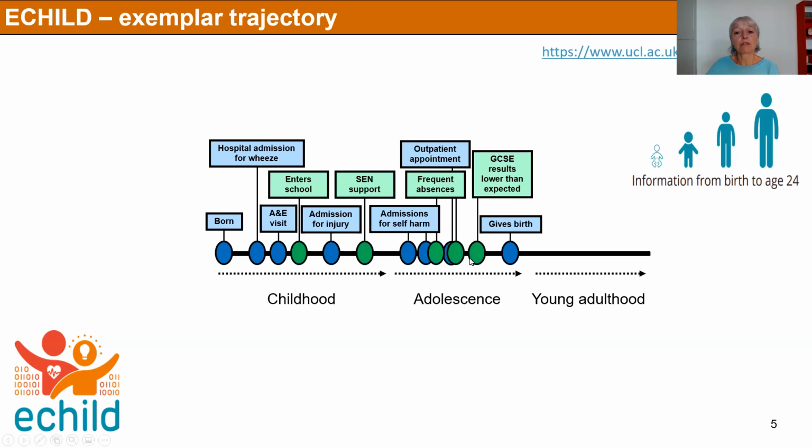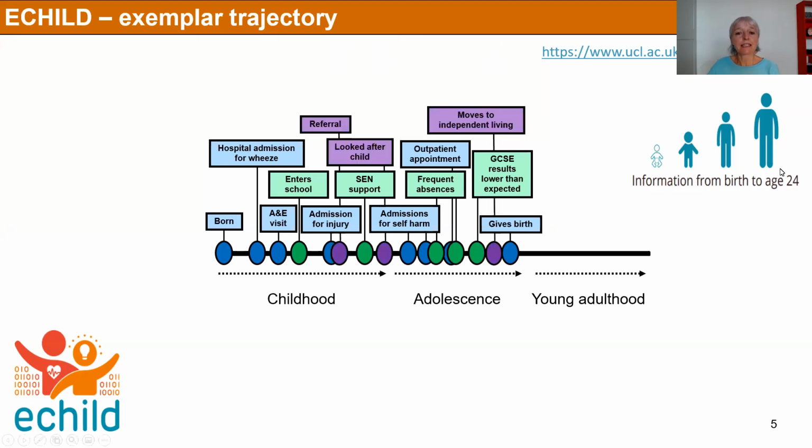Adding information from education, we see relatively late recognition of special educational needs, frequent absences in adolescence, and poor attainment at GCSE exams at 16 years of age. When we add in social care data, we see a referral to social care services late on in primary school, and she then becomes a looked after child in her first year at secondary school.